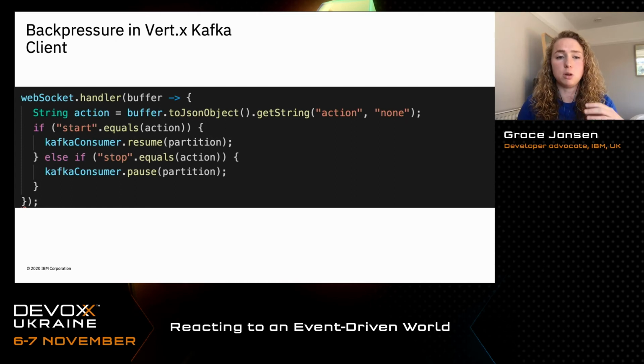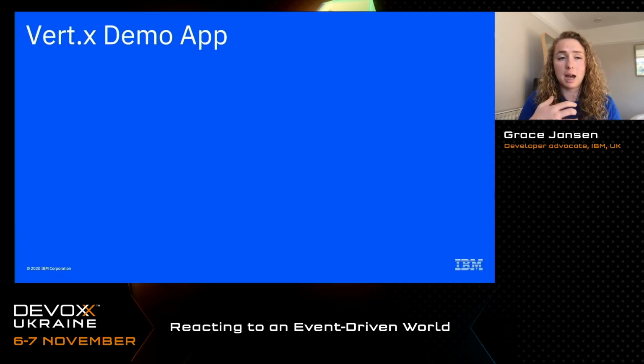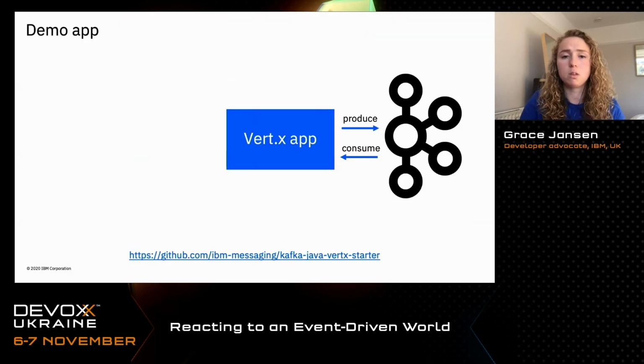And this really helps with backpressure within Vertx. So going into Vertx in a bit more detail, we used Vertx when we were transitioning our Kafka application, our demo app, into a reactive Kafka demo app. So our demo app looks a bit like this. This is a basic architecture diagram of what's going on within our application.